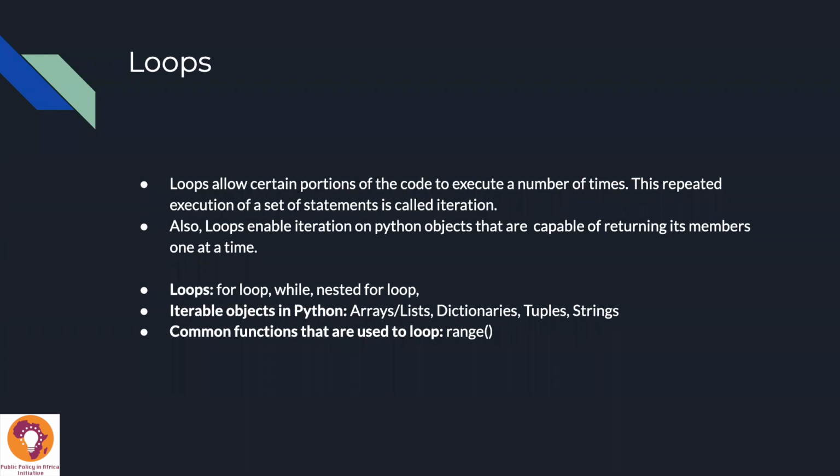So iterable objects in Python include arrays and lists, dictionaries, tuples, and strings. And there are some objects that aren't iterable. If you try to iterate over an object that's not iterable, you'll get an error saying that it's not an iterable object. So just keep that in mind. While a lot of data structures are iterable, not all are iterable. Cool. And then common functions that are used to loop include the range function. So the range function basically defines a number of times that you want to loop over something, and we'll see how to use that later on in the lecture.